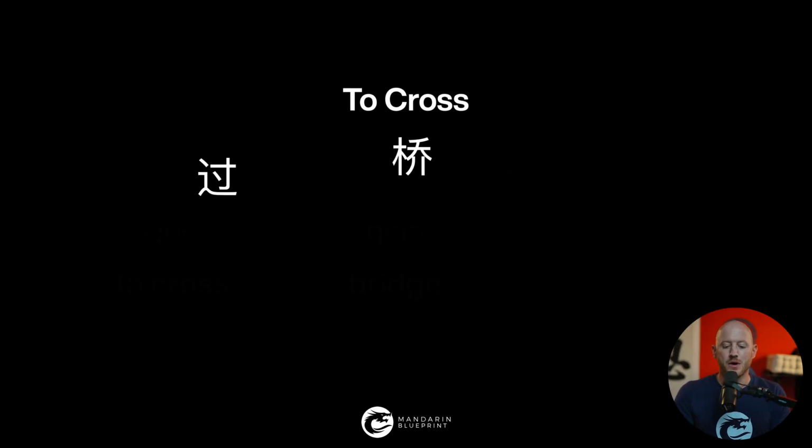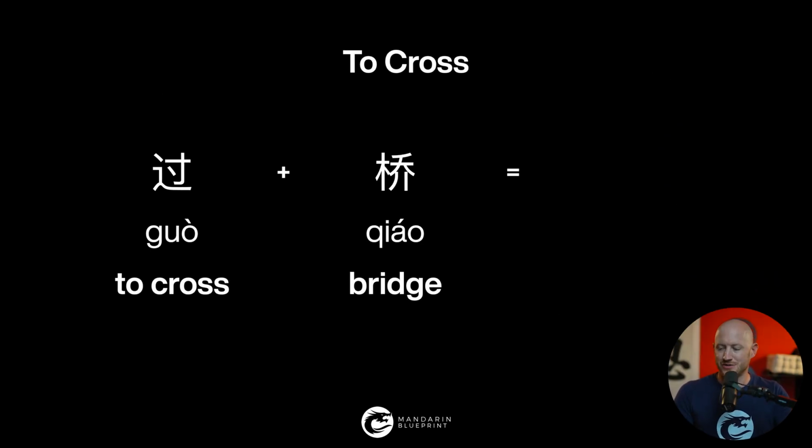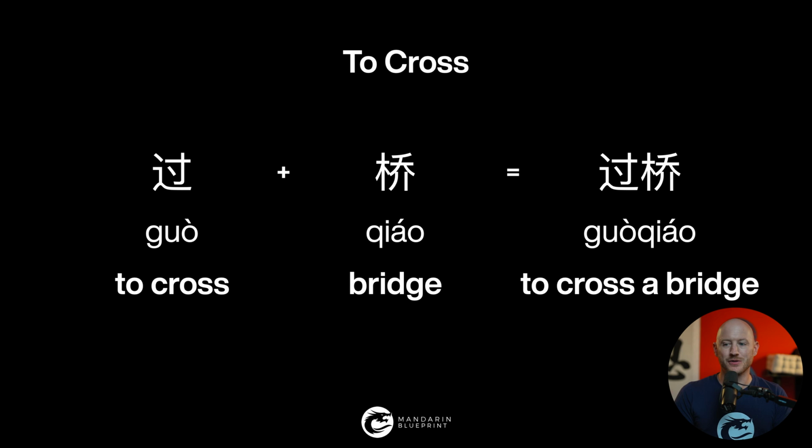Now, how about this one? 过桥. Not a trick question. This just means to cross a bridge. So if you see a 桥 and you want to cross it, you can say 过桥.